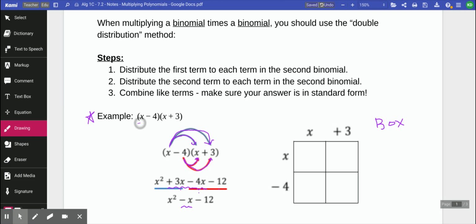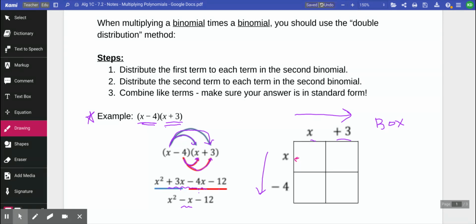So what you can see is we did our x minus 4 going down. So here's x. X is our first term, minus 4 is our second term. And then our second binomial, x plus 3, this one's across the top. And now when we multiply, we're going to just take one box at a time. We're going to multiply whatever's on the edges.